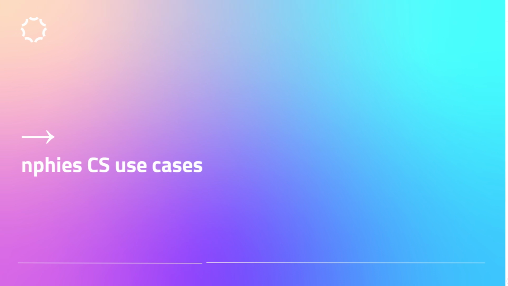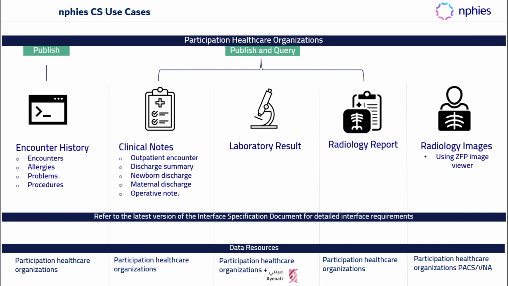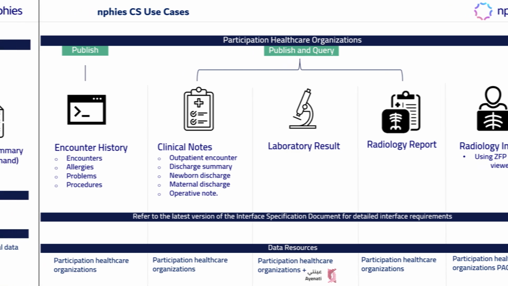The clinical services use cases are a core component of this platform, addressing the diverse needs of healthcare providers, patients, and other stakeholders. I'll provide an overview of the key use cases in this section and discuss the objectives and benefits of each one in more detail. Nphies Clinical Services use cases involve the encounter history, clinical notes, laboratory results, radiology reports, and images. The data resource for these use cases is the participant healthcare organization's health information systems as well as participant healthcare organizations' PACS for the radiology images.